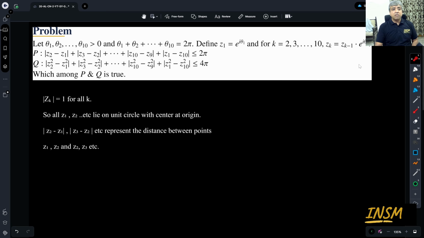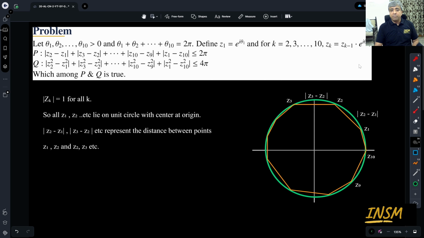And these numbers, mod of z2 minus z1, z3 minus z2 and all, they will represent the distance between those points. So we make a rough diagram of this. We made a unit circle and marked these points Z1, Z2, Z3 until Z10. So mod Z2 minus Z1 is this distance, and mod Z3 minus Z2 is this distance, whose sum it is asking us.